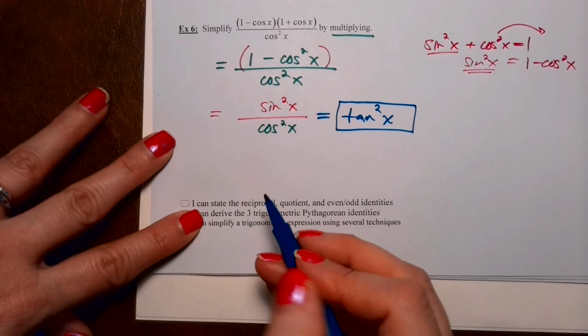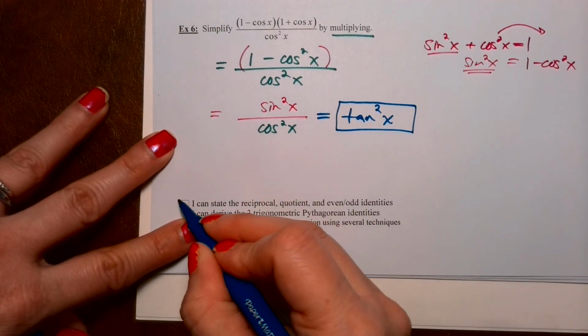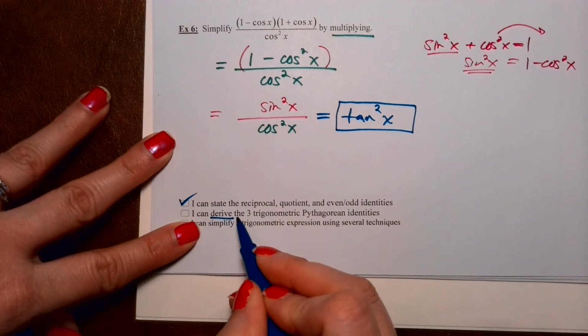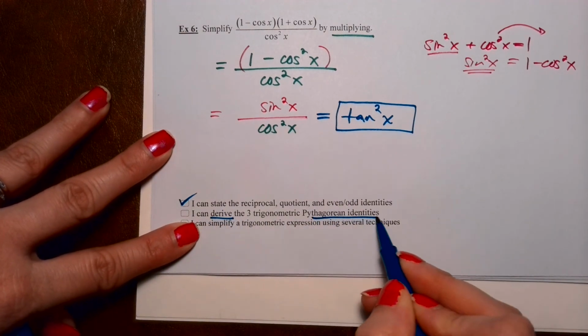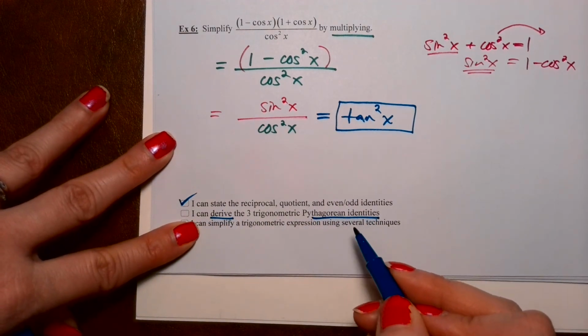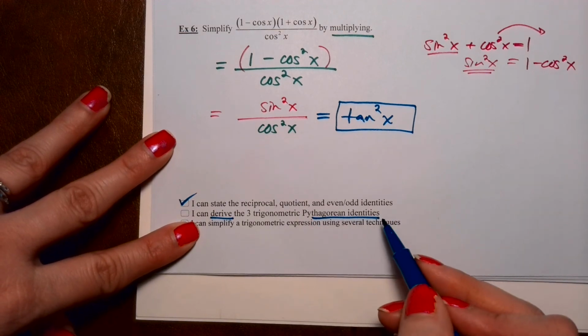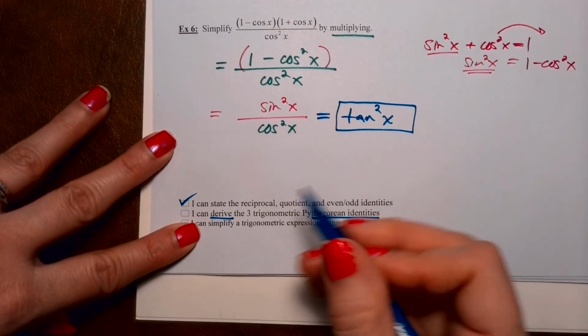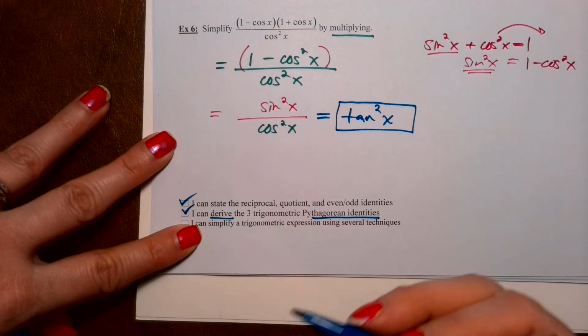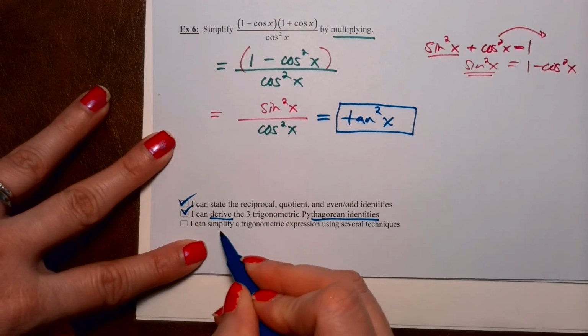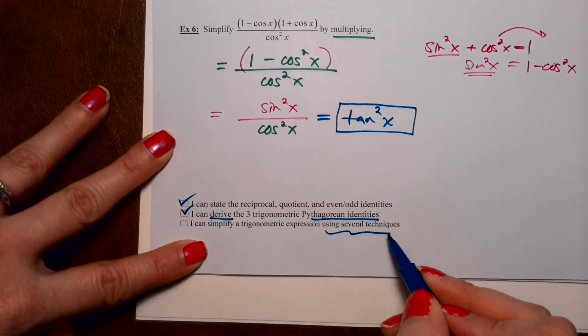I can state the reciprocal, quotient, and even-odd identities. I can derive the 3 Pythagorean identities. Do not go into this test saying, I'm just going to memorize all of them. Just know how to make them. Derive means to form, to make them. I can simplify using several techniques.